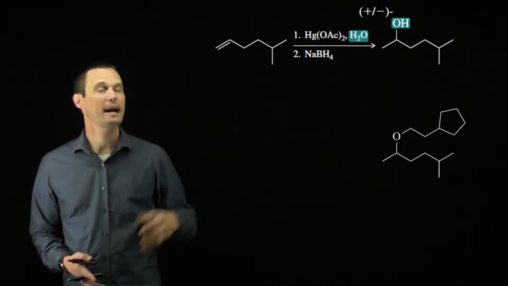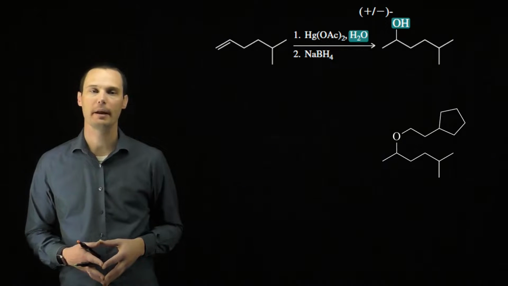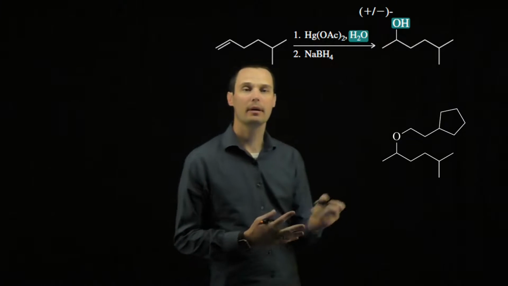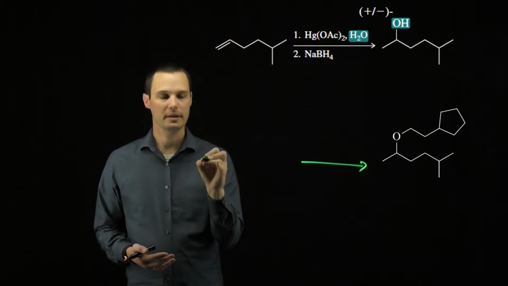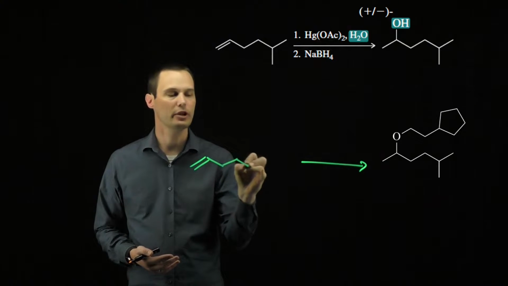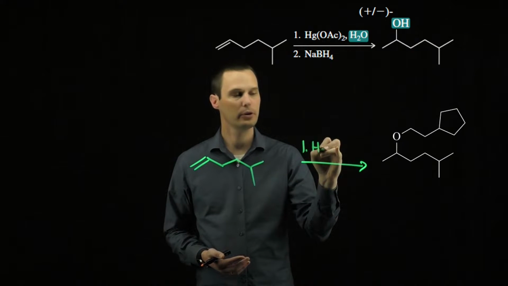The question asks us how this oxymercuration reaction could be modified to form this ester as our major product. We'll start with the same alkene, and we'll still go through an oxymercuration process. It's just the reagents that are going to change just slightly. We're still going to treat with mercury acetate.